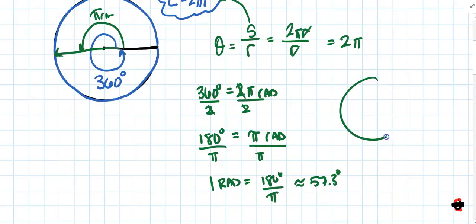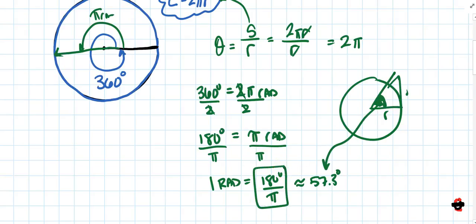So remember in the beginning, the definition of a radian: if this is r and this is r, and then you bend it back, that angle that we create right there, ladies and gentlemen, is 57.3 degrees, or more classically interpreted as 180 over pi.